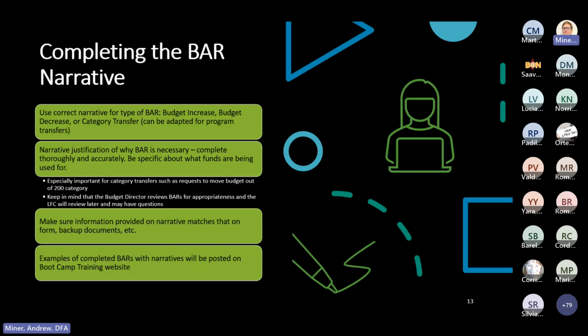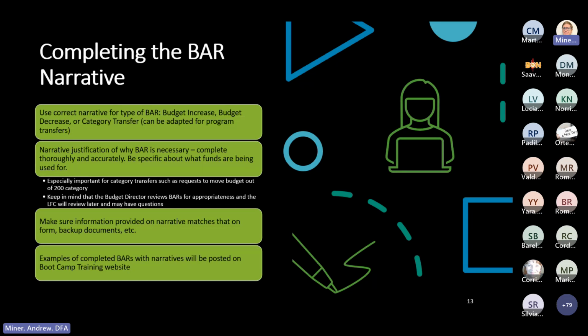Also keep in mind that, like I said, I review every single bar that comes into our office for appropriateness, and the LFC will review later and may have questions. Keep in mind that they do have a statutorily granted objection process. If they object to a bar, they can hold a public hearing on it. That is rare, it does not happen that often, but that is their right. So whatever you're putting into these bar narratives, you should be thorough, accurate, and informative, but also keep in mind that it could be read publicly at some point. So just remember that.